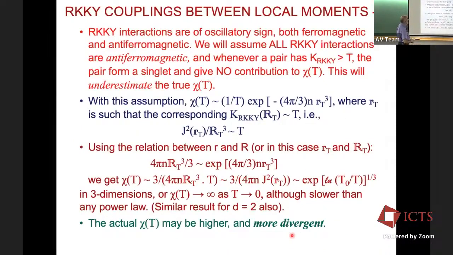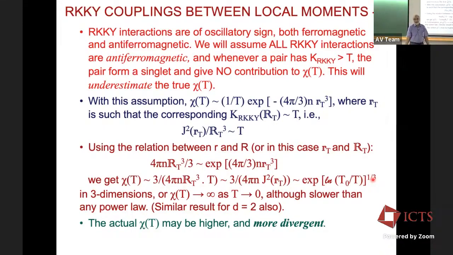And as a result of that, we can do a little bit more algebra and finally get a result that the susceptibility goes as exponential of log to the power 1/3 of 1 over T. Now, 3 is exactly the dimension. So if it was another dimension, it'd be log to the 1 over d of T naught over T. But this also diverges as T goes to 0. If you look at it carefully, for any dimension greater than 1, it diverges slower than any power law that is there.